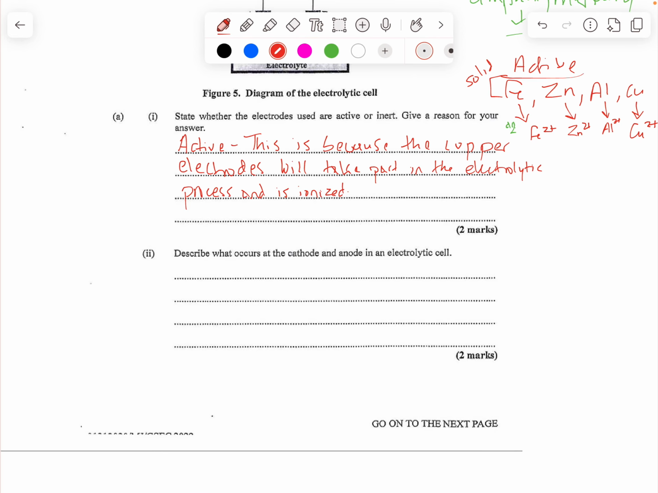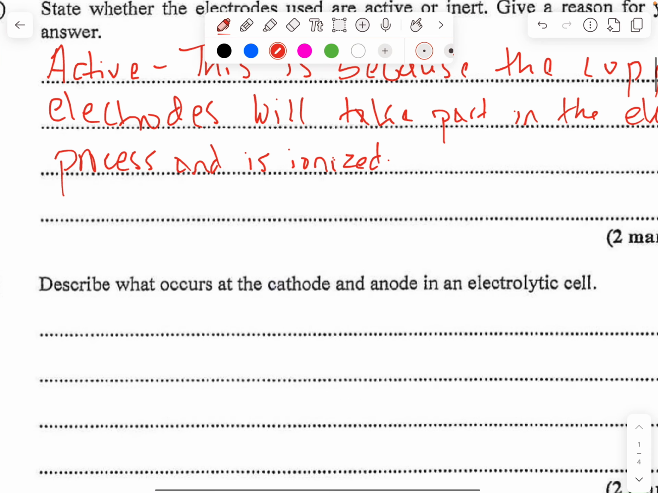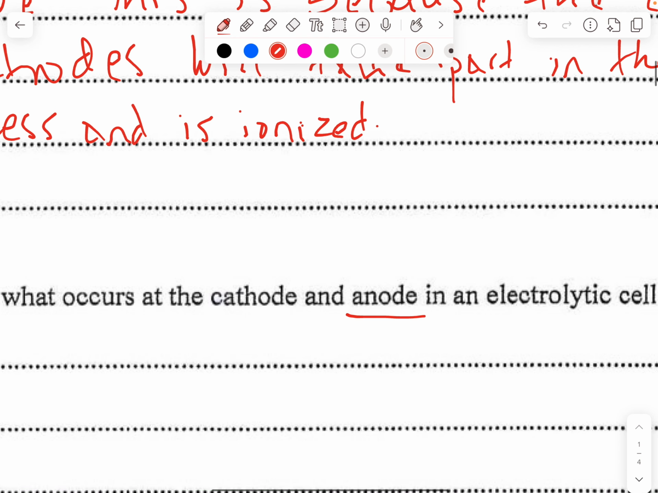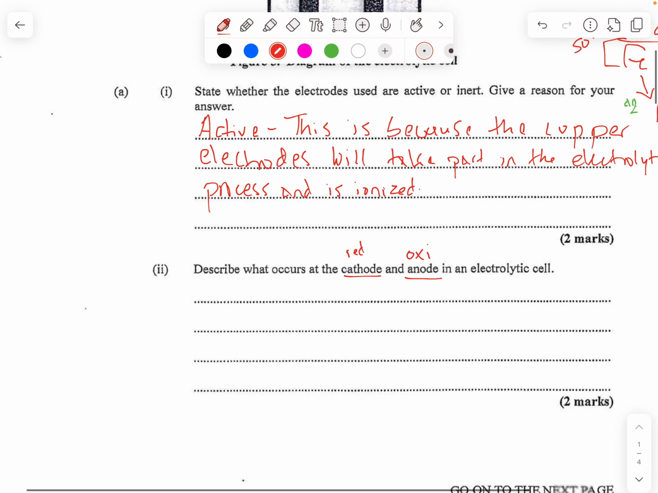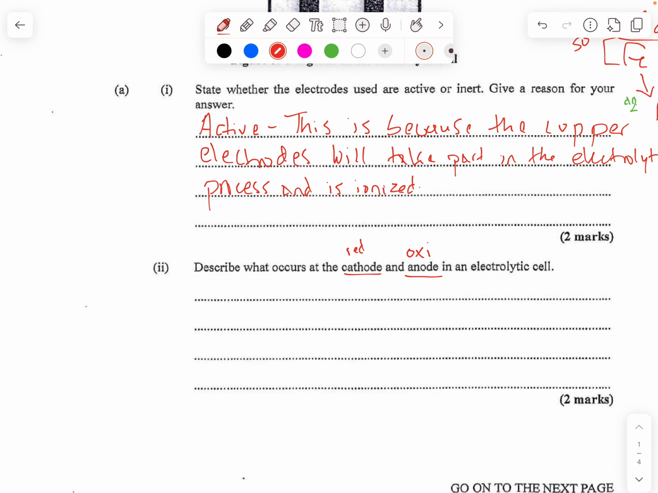Next question, describe what occurs at the cathode and anode in an electrolytic cell. And I believe this is talking about the type of reaction. Now, how I remember this is I use my vowels. If you cannot use the vowels, then that's fine. So since anode begins with A and O is also a vowel, oxidation occurs at the anode. And if oxidation occurs at the anode, then reduction occurs at the cathode. Right, so it says describe what occurs at the cathode and what occurs at the anode. So let us answer.